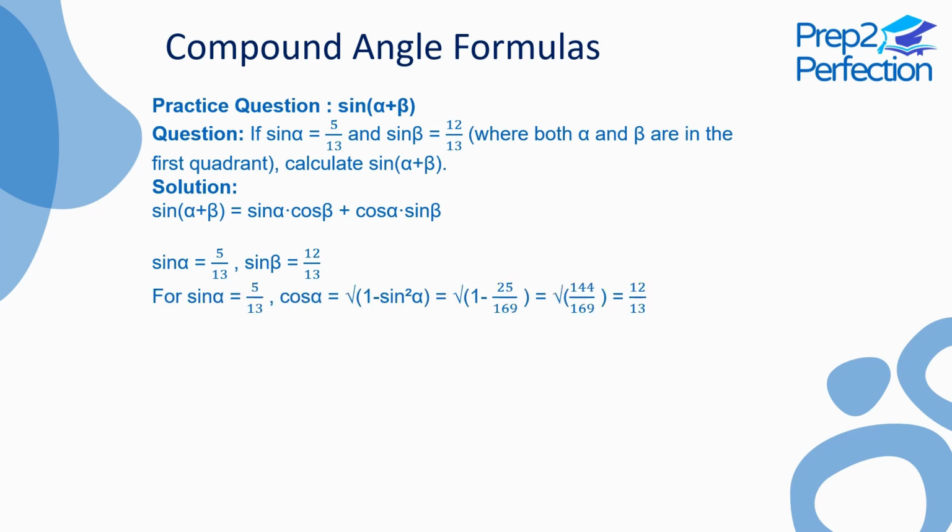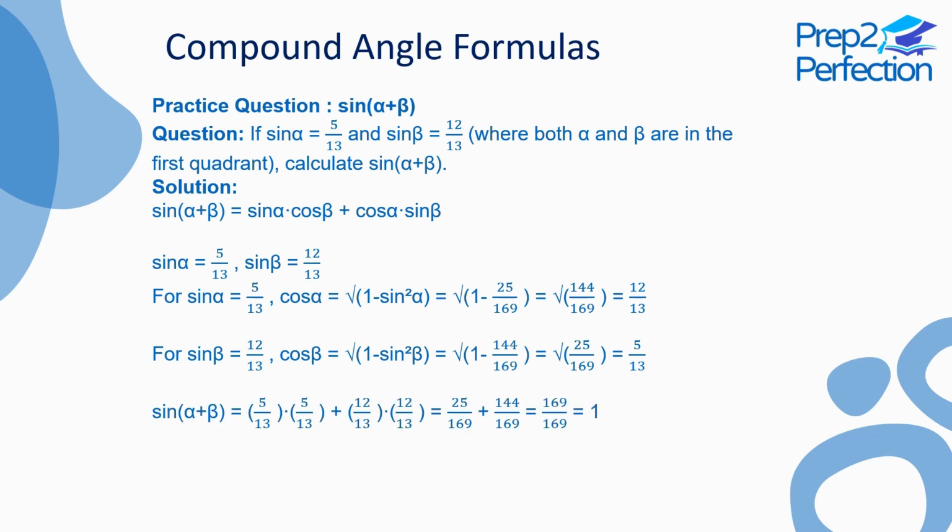We can work that out by saying cos A is equal to the square root of 1 minus sine squared A. This gives us 12 over 13. Cos B equals the square root of 1 minus sine squared B, which gives us 5 over 13. We plug these values into our compound angle formula, and that gives us 1. Therefore, sine (A plus B) equals 1, meaning A plus B is 90 degrees.